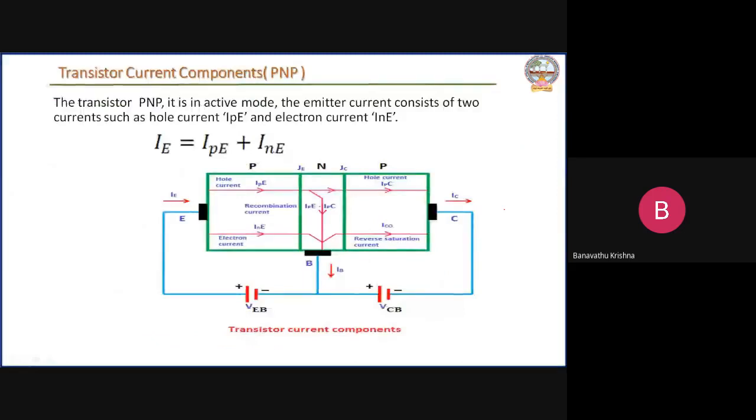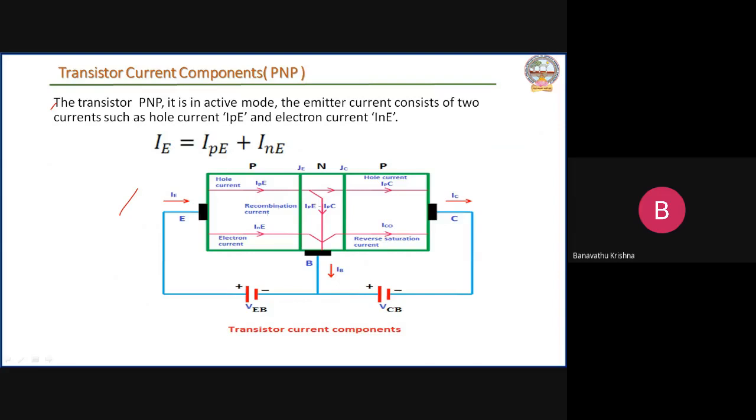Transistor current components. Generally, here I want to take the PNP transistor. The PNP is in active mode. The emitter current consists of two currents, such as hole current IPE and electron current INE, right? Okay, let us come to the transistor current components here.